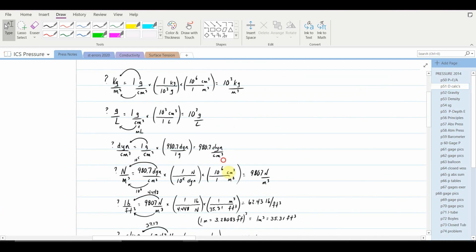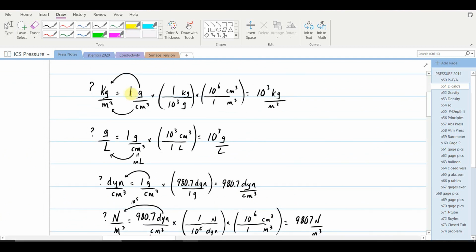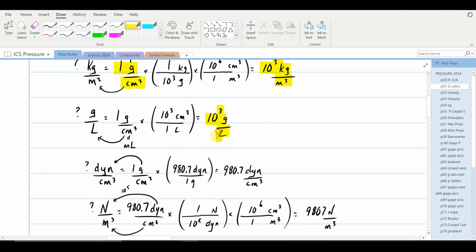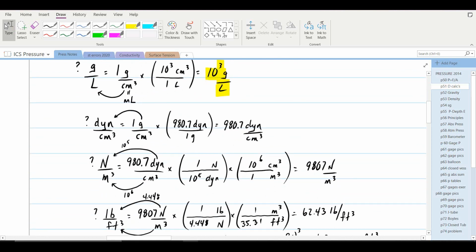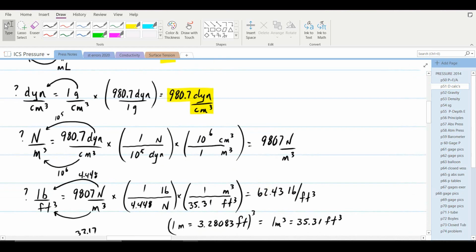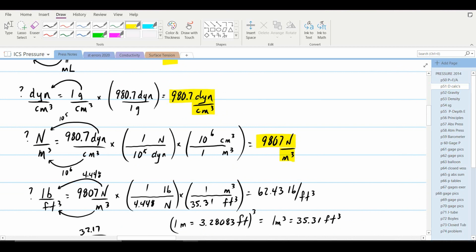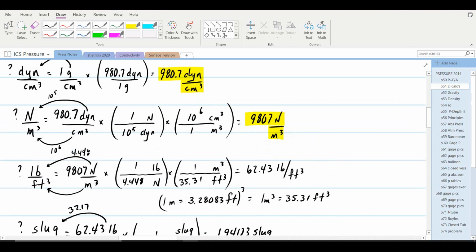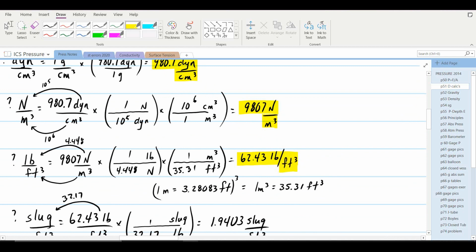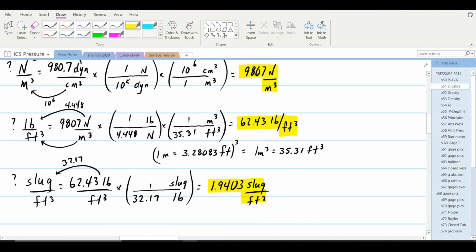So let's quickly recap here. A gram per cubic centimeter mass density of water in the CGS system, equivalent to 1,000 kilograms per cubic meter mass density of water in the SI system. In the lab, we often use 1,000 grams per liter. 980.7 dynes per cubic centimeter is weight density in the CGS system. 9807 newtons per cubic meter is weight density in the SI system. 62.43 pounds per cubic foot is weight density in the British system. 1.9403 slugs per cubic foot is mass density in the British system.